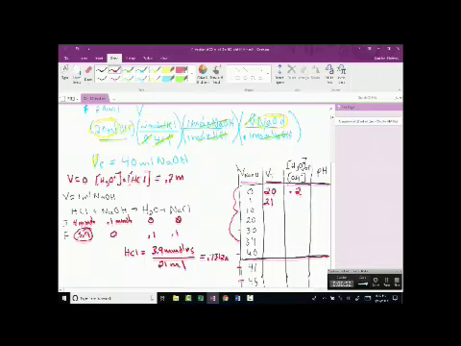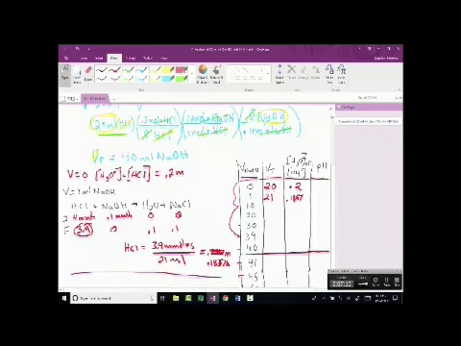0.7312 molar. When I put that up there, excuse me, I read the wrong one, 0.1857 molar. 0.1857. Okay? And now I do the same thing for 10.